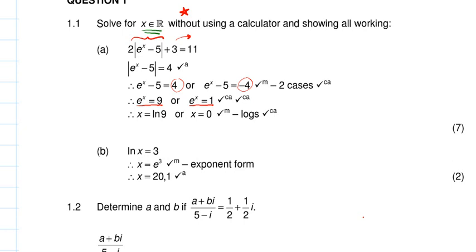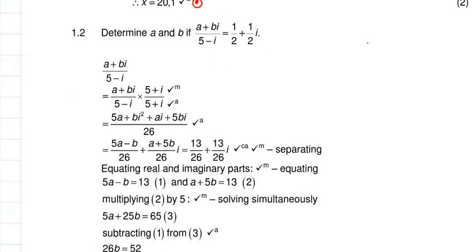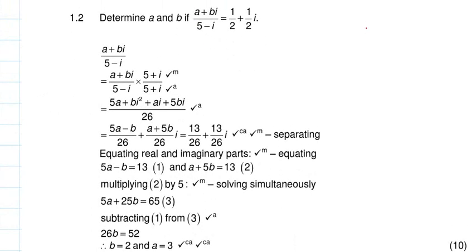And if ln x is 3, x is e to the power of 3. And actually there is no way we can avoid it, we have to use a calculator here. That's a bit of a contradiction with the question, because otherwise you have to leave your answer as e cubed, and that's it. Okay. Now determine a and b if it is given in this form.